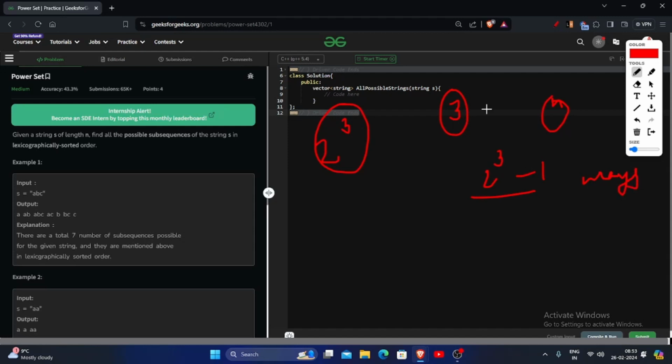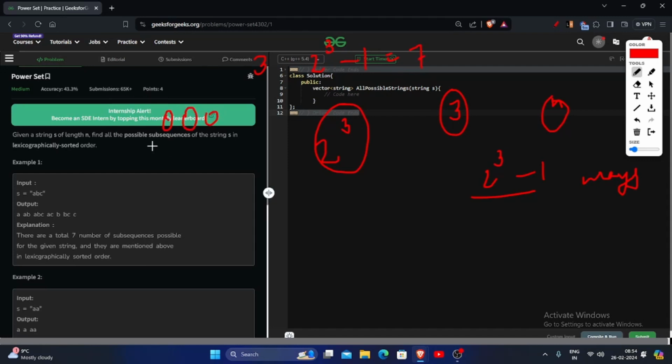And if we have n characters, n string length, then we need at least n bits. And to represent each configuration, we actually need 2 raised to the power 3 minus 1 ways. So if n is 3, that means 2 raised to the power 3 minus 1, that would be 8 minus 1, 7.